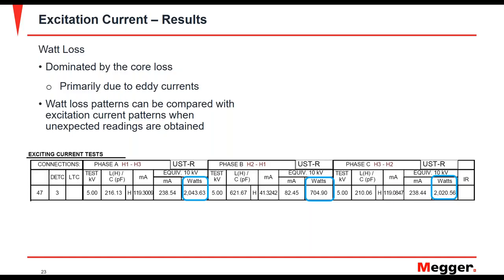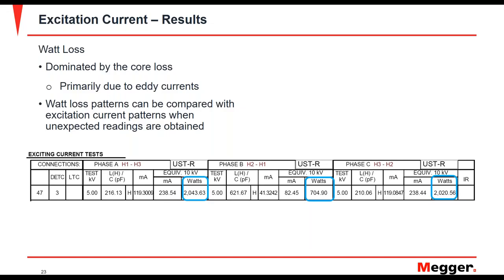Now, the other output we discussed at the beginning of the presentation was the Watts loss that's presented. This Watts loss is the energy used to establish the magnetic flux in the transformer. That's generally dominated by core loss, which also includes eddy currents that are generated in the core. And it is important here to understand that Watts loss patterns are expected to be similar to the excitation current patterns. Of course, these are different quantities.